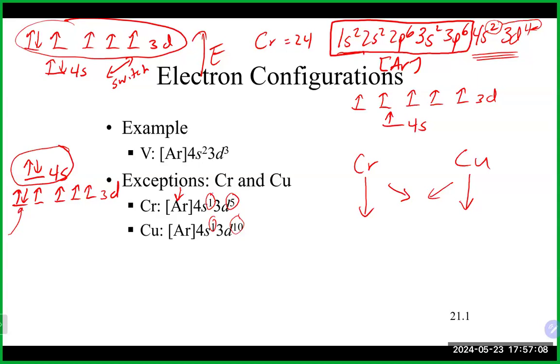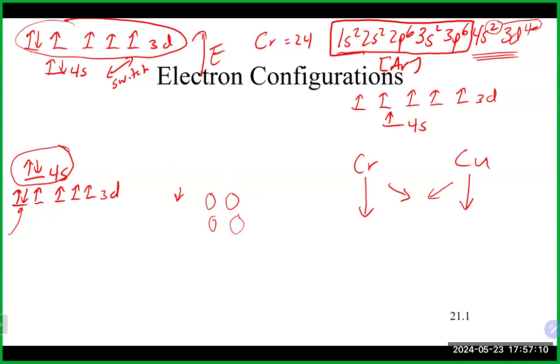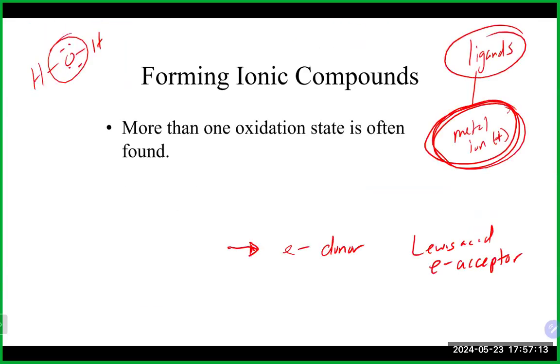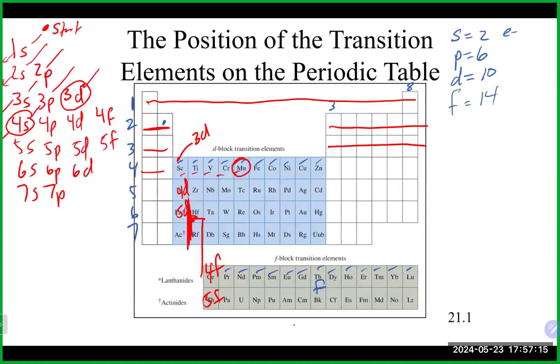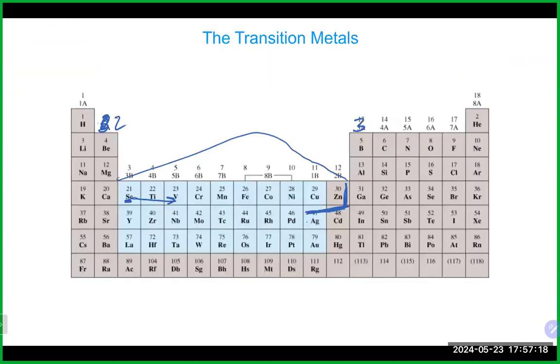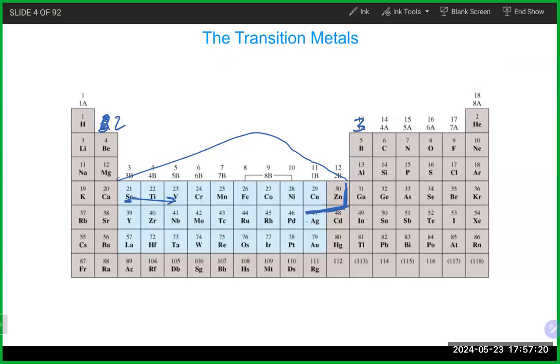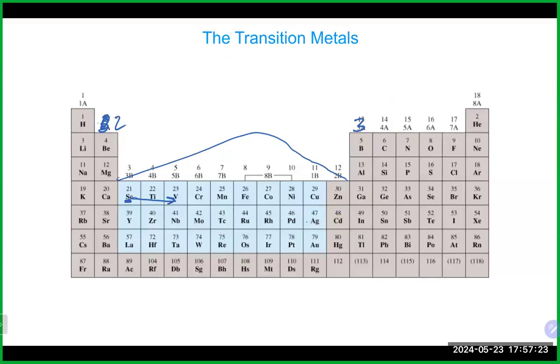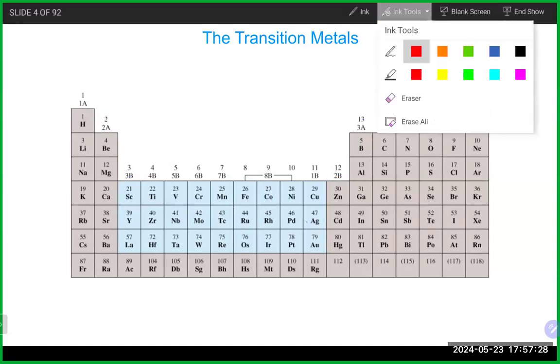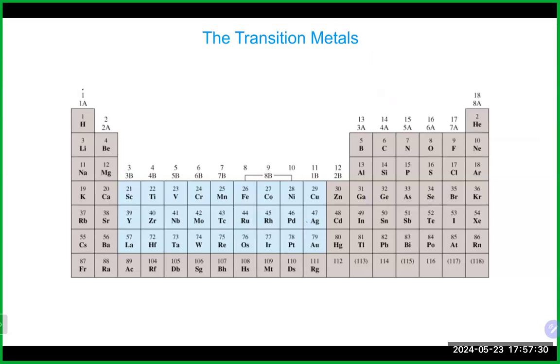Also, when you think about valence electrons in transition metals, it does equal the group number. It is the 1 through 18 group numbering, where this is 1, 2, this is 3, 4, 5, 6, 7, 8, 9, 10, 11, and 12. And that's how many valence electrons these guys have.